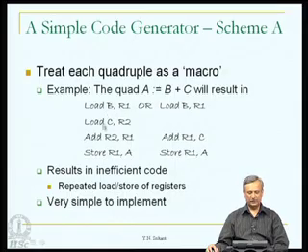So, if we do this load store sequence for every quadruple, automatically the code will be very inefficient, but it is very easy to implement. For each type of instruction we write a macro and expand that macro for the sequence of quadruples, that is all, nothing more than that is needed. So, repeated load store of registers takes place here.